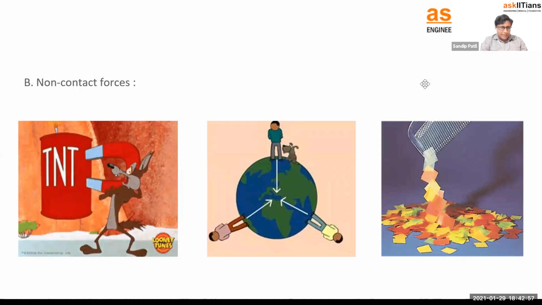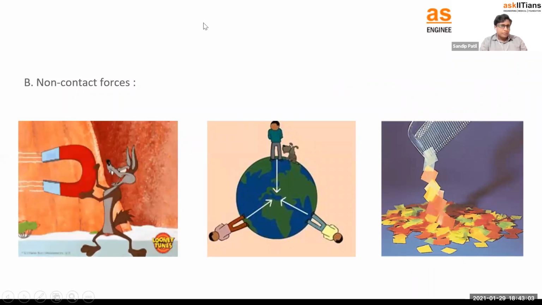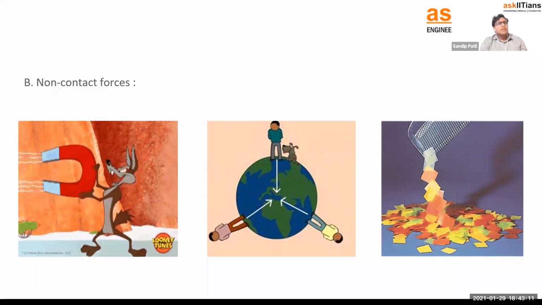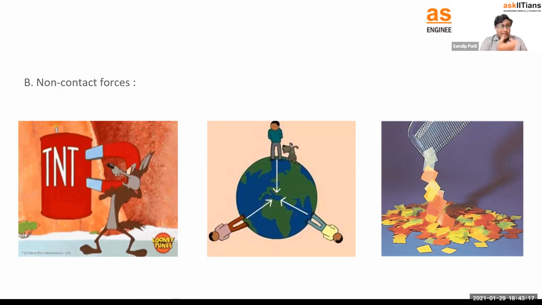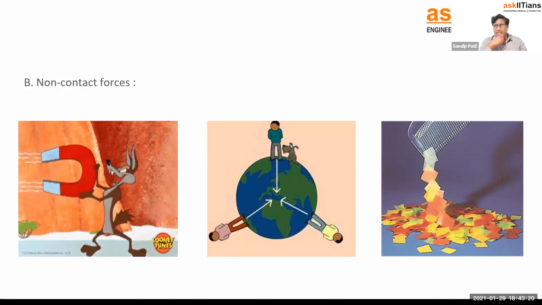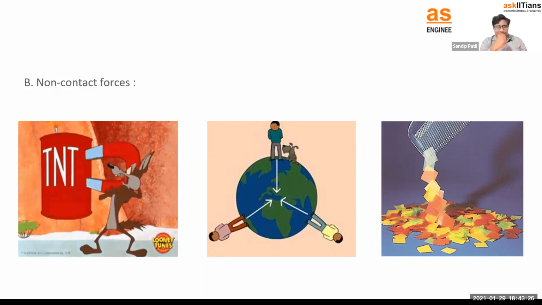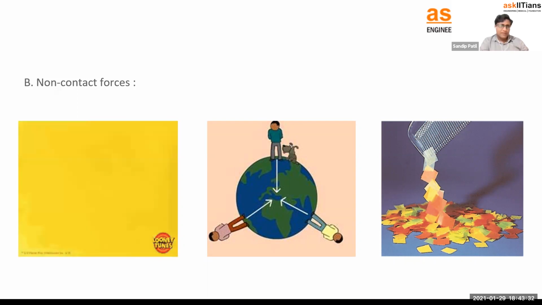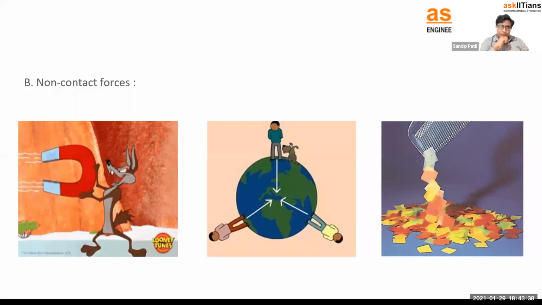Now let's see some examples of these non-contact forces here, right? What is happening in this case? Who is this cartoon? I don't know the name. It's not Tom, I know that. Looney Tunes, I guess. I don't know his name, but he's pulling that tin, TNT, which means explosives actually, right? That TNT is being pulled with that magnet. We have seen that magnet, our horseshoe magnet. So it's pulling that with the magnet.